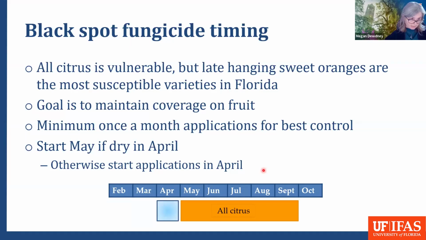The goal with your fungicide sprays is to maintain coverage on fruit, using a minimum of once a month applications for best control. Start in May if it's dry in April, otherwise you should start in April. That's why I have that sort of bluish mark here, but otherwise May through September.